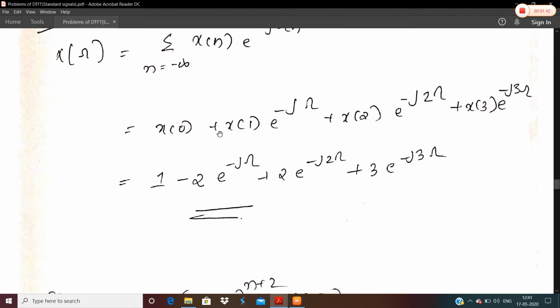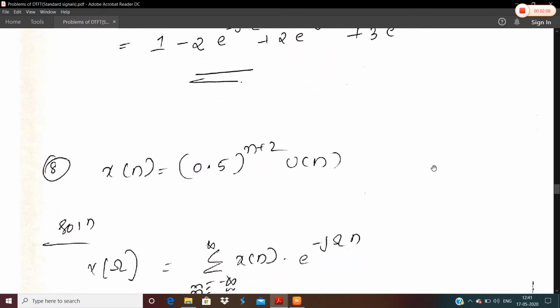And in the next step, what we are doing is we'll just substitute for the values of x of 0, x of 1, x of 2 and x of 3. X of 0 is 1, x of 1 is minus 2, x of 2 is 2 and x of 3 is 3. So on substituting these values, we will get X of omega as 1 minus 2 into e raised to minus j omega plus 2 into e raised to minus j2 omega plus 3 into e raised to minus j3 omega. This is actually a very simple problem.